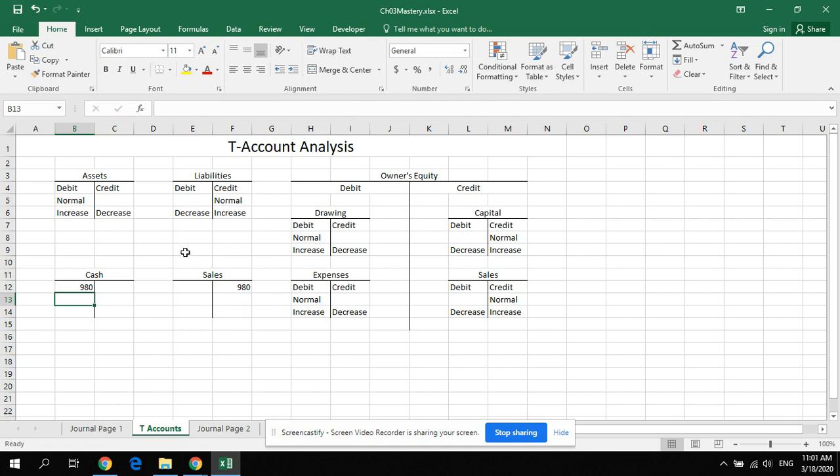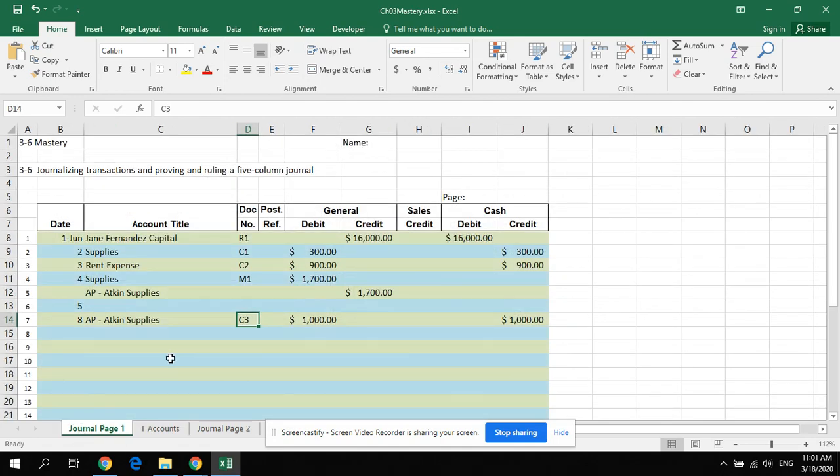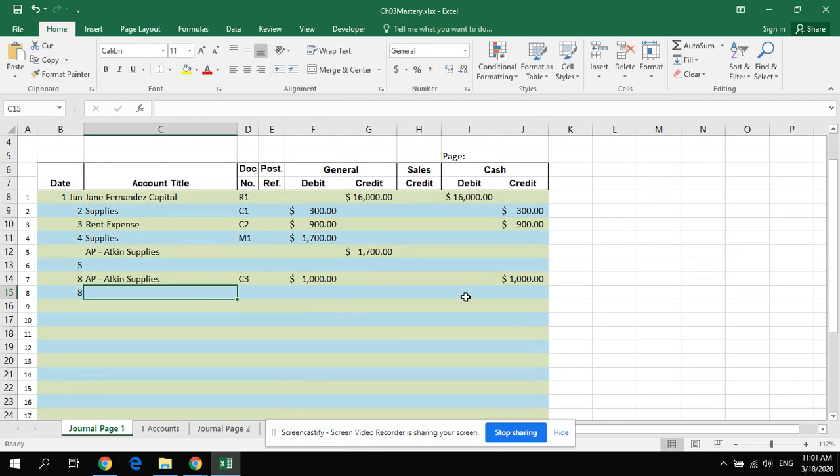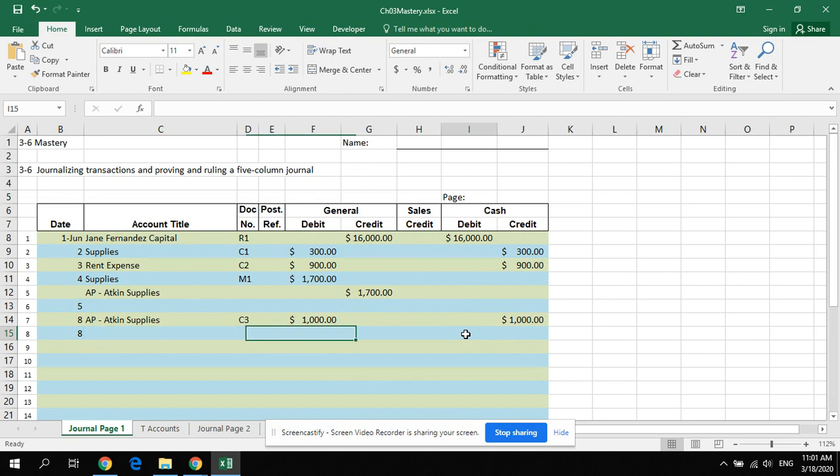All right, so let's take this and apply it to the journal entry. And so this is also taking place on the 8th. We have a special amount column for cash. And so we're going to debit cash, $980. Oh, but look at this. We also have a special amount column for sales credit, $980.